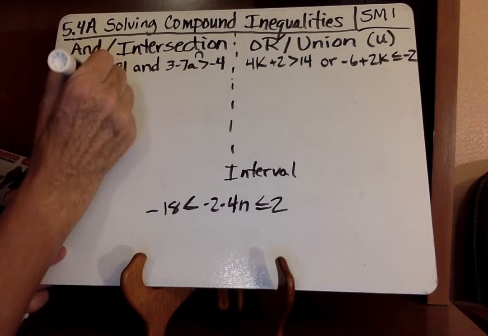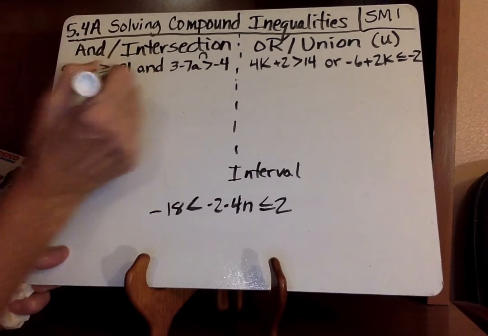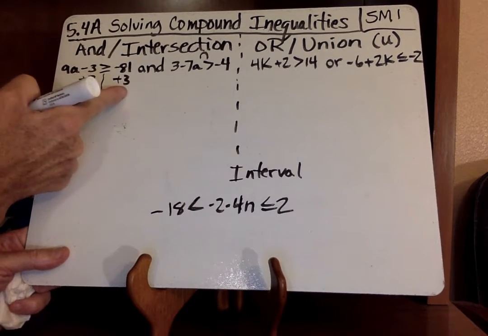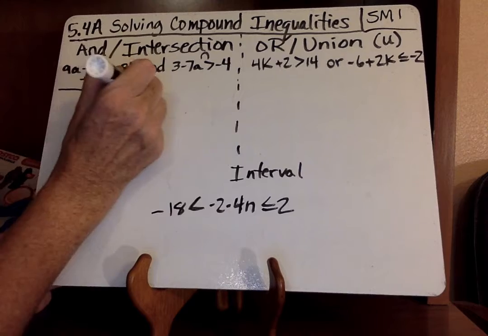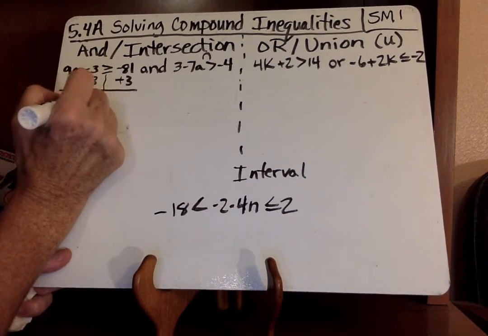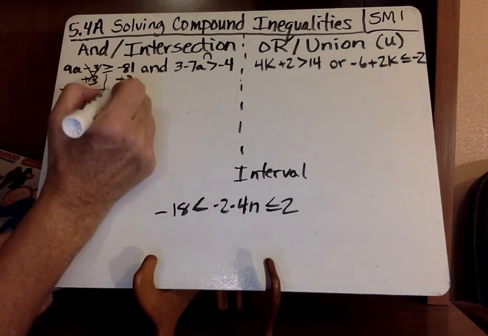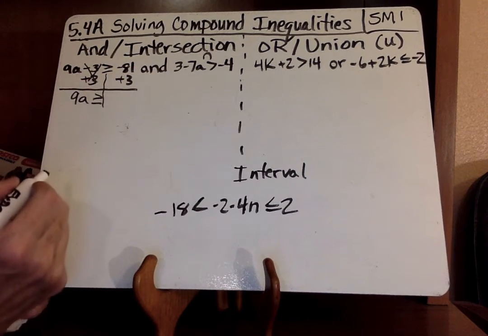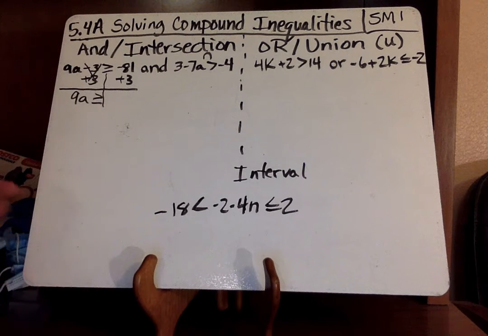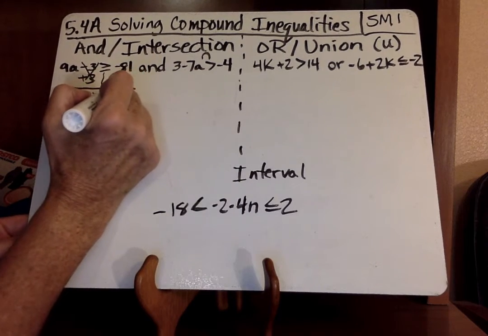I'm going to put a line down here. I'm going to add 3 to this, add 3, because we want variable on one side, numbers on the other. And that's how we get rid of them. And so we bring this down. 9a is greater than or equal to negative 81 plus 3 is going to be negative 78.